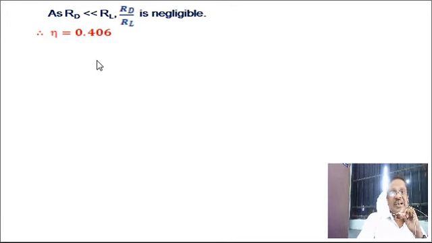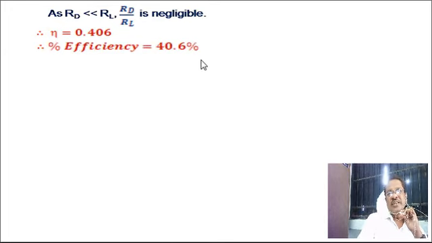Therefore, the percentage efficiency is 40.6%. Percent efficiency of half-wave rectifier is 40.6%. It means 40.6% of the AC is converted into DC in the half-wave rectifier circuit. Therefore, this rectifier circuit is not effective.